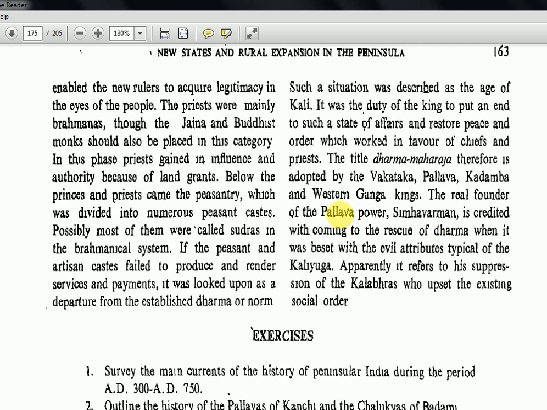And one more thing, Bhaskaravarman is from the northeast Assam region, which we discussed two chapters before this, so don't confuse them. Now, apparently this refers to his suppression of the Kalabhras, who upset the existing social order. We discussed the Kalabhras already: evil rulers, a dark age, and all the other kingdoms had to unite to defeat them. Simhavarman also played a major role in bringing down the Kalabhras.